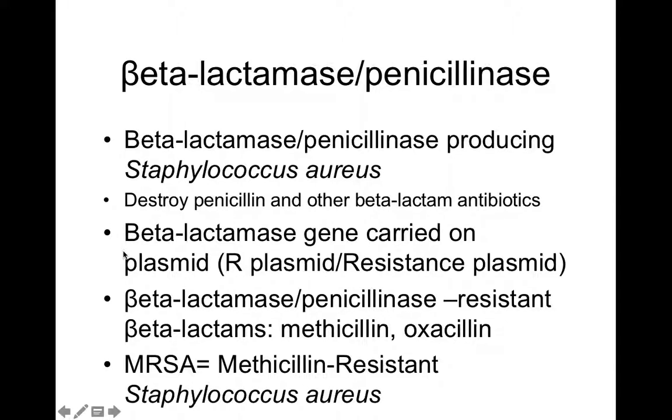And what's really unfortunate is very often these beta-lactamase genes are carried on those resistance plasmids. And so bacteria can make multiple copies of their R plasmids and share those resistance plasmids with their neighbors. So this is a way that antibiotic resistance can spread rapidly through populations of bacteria. So this was a challenge to humans, right? Now suddenly our magic bullets don't work because the bacteria are destroying them.